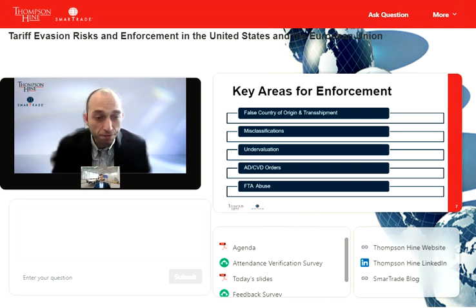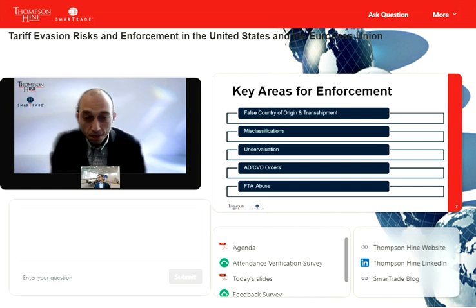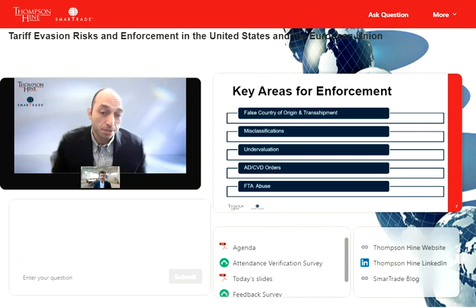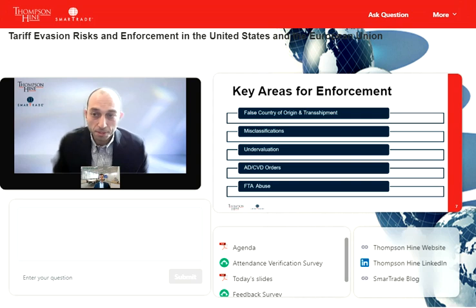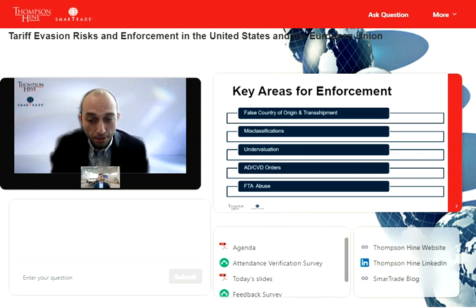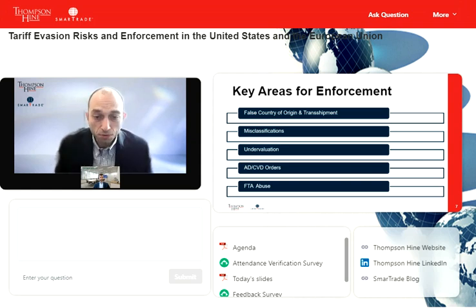And then finally, FTA abuse is another common topic for enforcement actions, misrepresenting the production process, tariff shift, or value-added content. This means, for example, getting the duty-free benefit of a free trade agreement like USMCA, but at the end, if not done right, that could lead to another enforcement action risk or duty liability for companies.